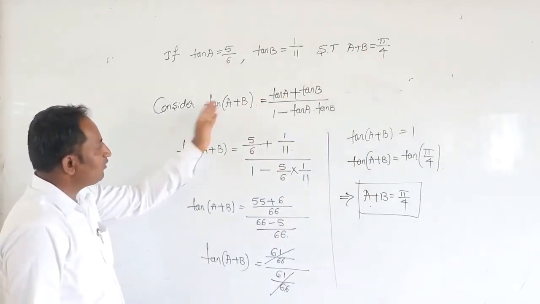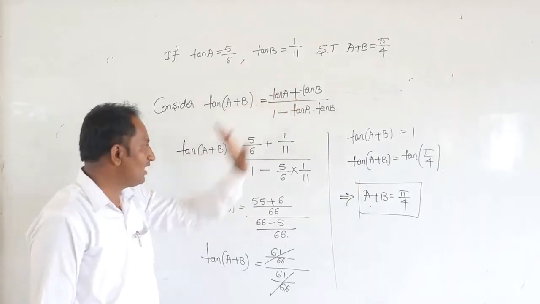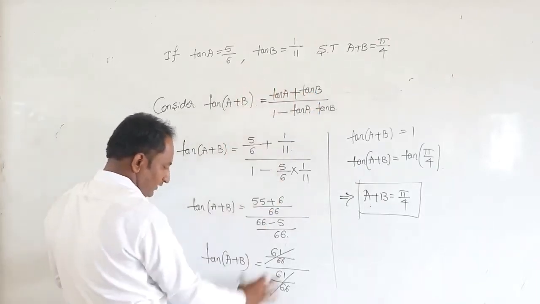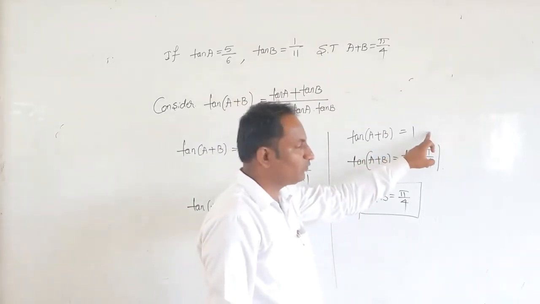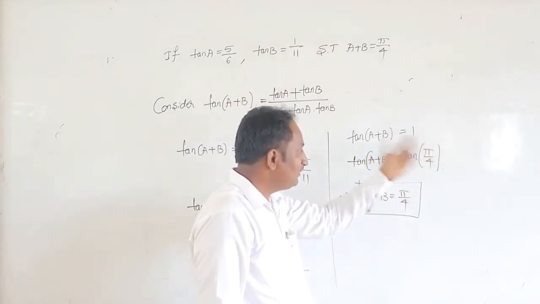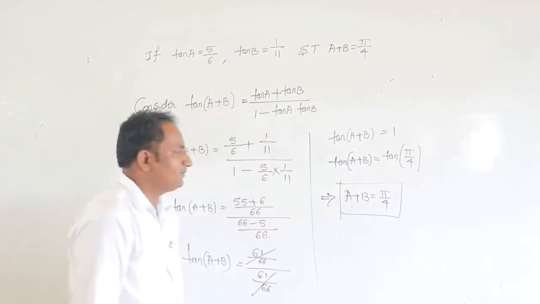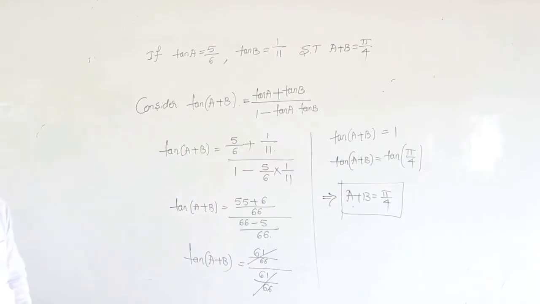Here consider the tan of a plus b formula. Then applying the tan a value and tan b value, we get tan of a plus b is equal to 1. 1 can be written as tan of pi by 4. Removing the tan term, we get a plus b is equal to pi by 4.